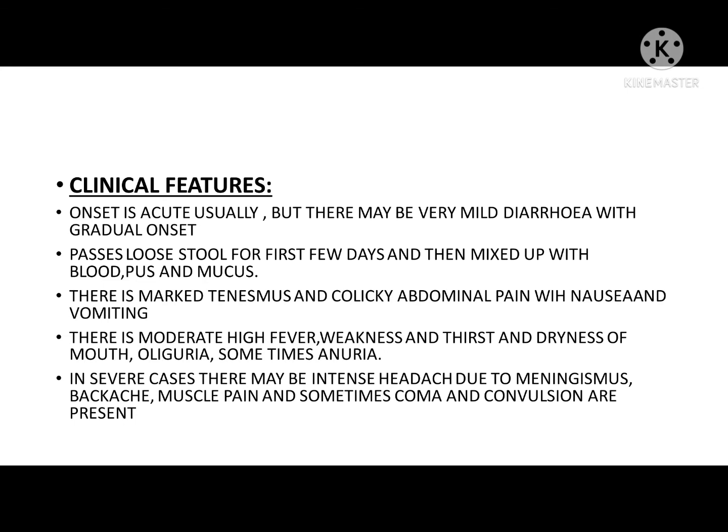Now let's move on to clinical features. The onset is acute. Sometimes in the beginning, loose stool is seen, and after a period, blood with mucus and pus is also seen in the stool. Here, tenesmus is as usual, colic pains are present, and oliguria, mouth dryness, uremia are found, and very high fever also occurs. In severe cases, there may be headache, meningitis, backache, muscle pain, and sometimes it leads to coma or convulsions.